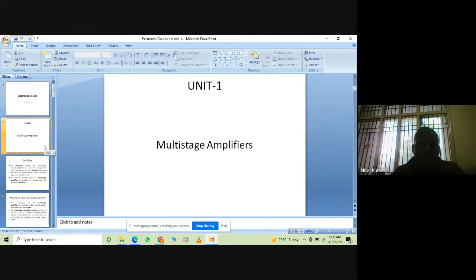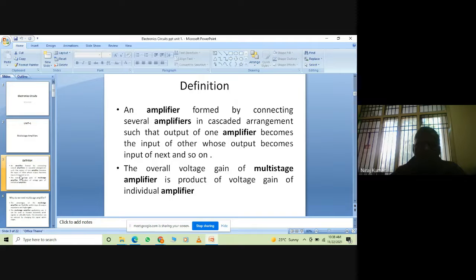Multi-stage amplifier, we can say the number of stages of the amplifier. The main factor is that the overall voltage gain can be found through the multi-stage amplifier. Basically, the overall voltage gain of a multi-stage amplifier is the product of the voltage gains of the individual amplifiers. We focus on the product of voltage gain of individual amplifiers.